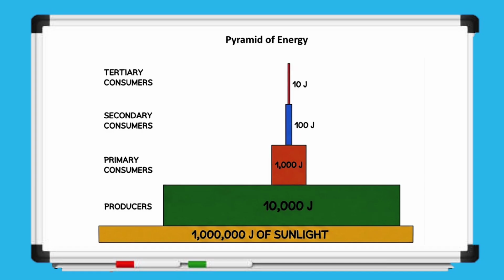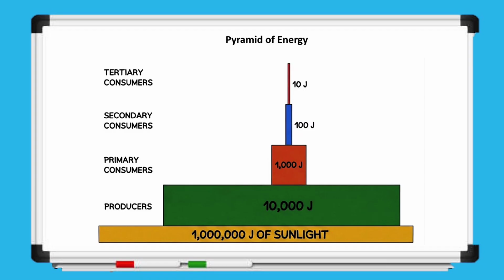As shown in the diagram, the flow of energy begins with approximately 1 million joules of sunlight reaching the producers. Through photosynthesis, producers capture only about 10,000 joules of this energy and convert it into chemical energy stored in food. Primary consumers receive about 1,000 joules by feeding on the producers, secondary consumers receive around 100 joules, and tertiary consumers receive only about 10 joules.